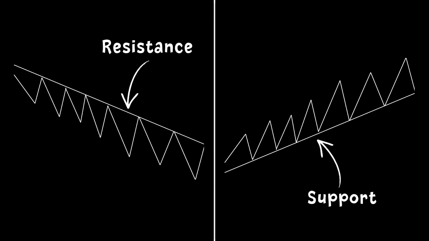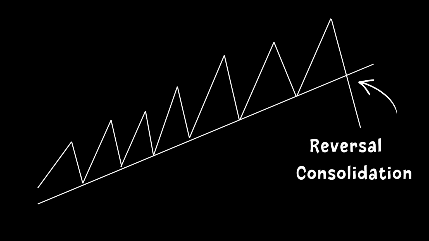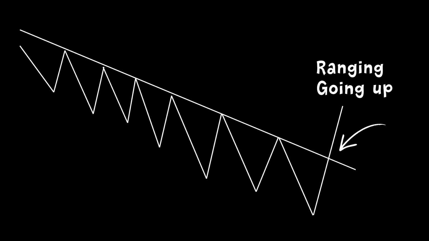Another most powerful feature of a trend line is that when a trend line breaks, it can mean a change in the market trend. In a bullish market, when the price breaks below the trend line, it might suggest that the buying pressure is getting weak and a trend reversal or consolidation might start. In a bearish market, when the price breaks above the trend line, it might mean that the selling pressure is getting weak and the price could start going up or might start ranging.